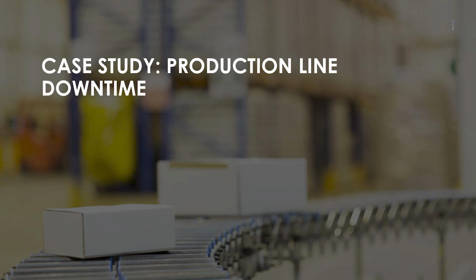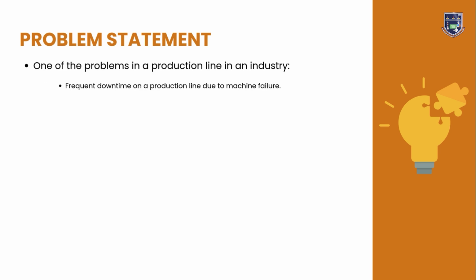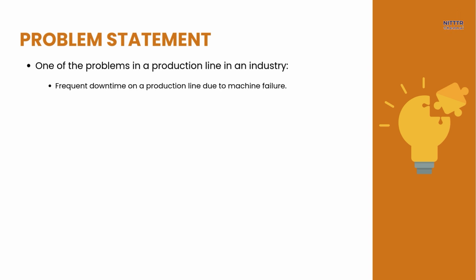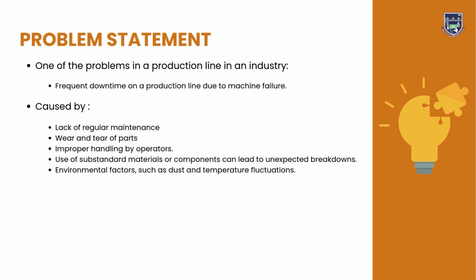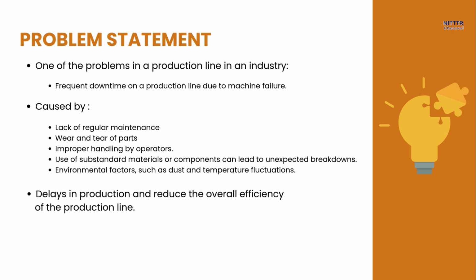Let us discuss a case study on production line downtime. One of the problems in a production line in an industry may be frequent downtime due to machine failures. This can be caused by several factors, including lack of regular maintenance, wear and tear of parts, and improper handling by the operators. Additionally, using substandard materials or components can lead to unexpected breakdowns. Environmental factors such as dust and temperature fluctuations can also contribute to the failure of the machinery. This can cause delays in the production and reduce the overall efficiency of the production line. It can also result in lower profits for the company.